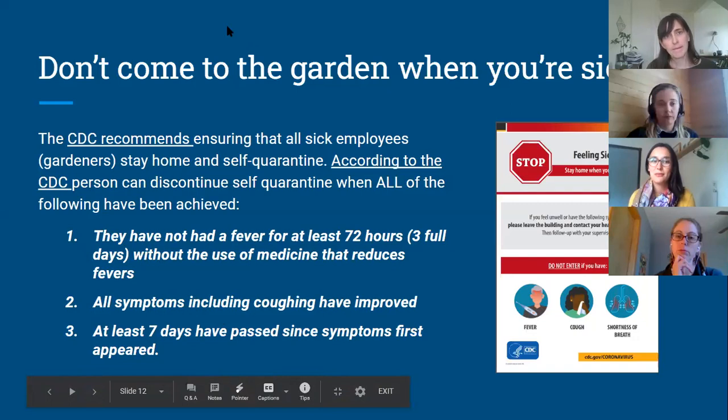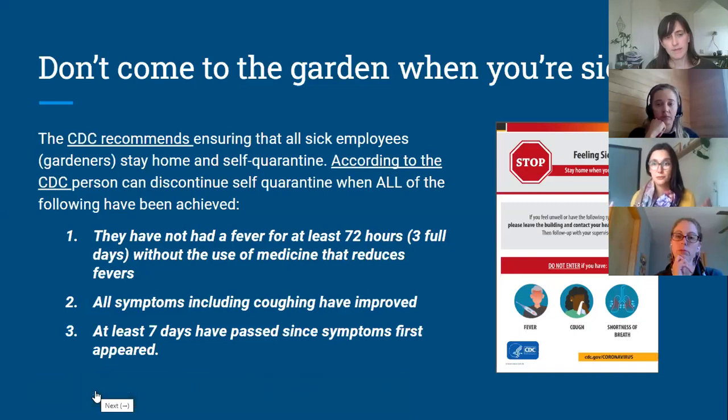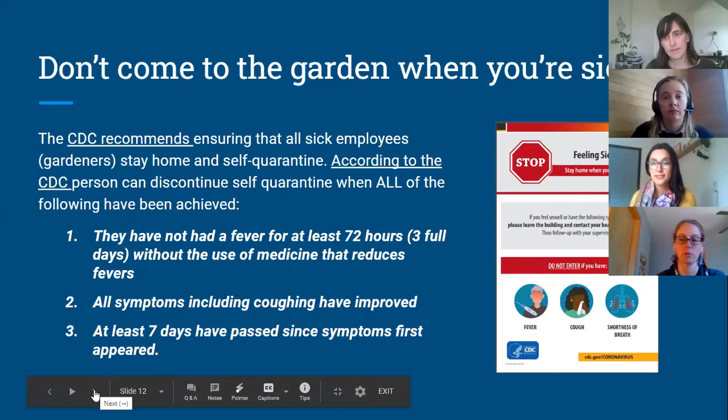You also have to have all of your symptoms improved. You can't be coughing anymore. And then 7 days have to have passed since your symptoms first appeared. If you can check off all three of those boxes, the CDC is saying that at that point, the risk of you coming back into the garden is low enough that that's acceptable. You as a garden can always have more restrictive policies than that. You could say you need to have 10 days that have passed since the first symptom appeared. But those are the basic CDC recommendations.